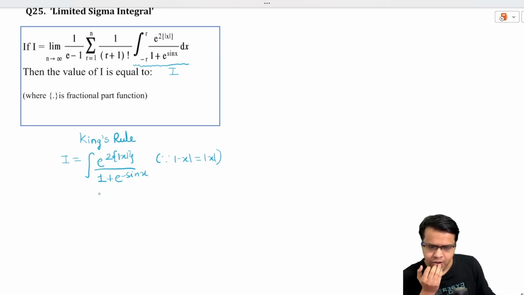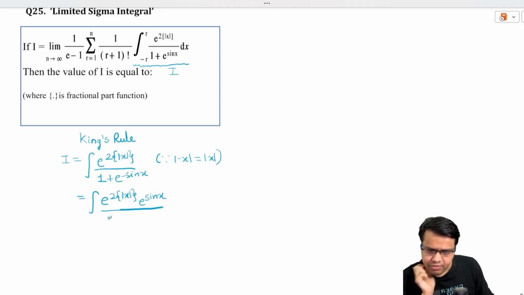So now what we can do, we can just add these two expressions, or let's first simplify this. We can rewrite this as 1 by e to the power sine x and take LCM. So we will get e to the power 2 fractional part of mod x, and e to the power sine x will come in the numerator. And here we will be left with e to the power sine x plus 1. So we can rewrite dx also.